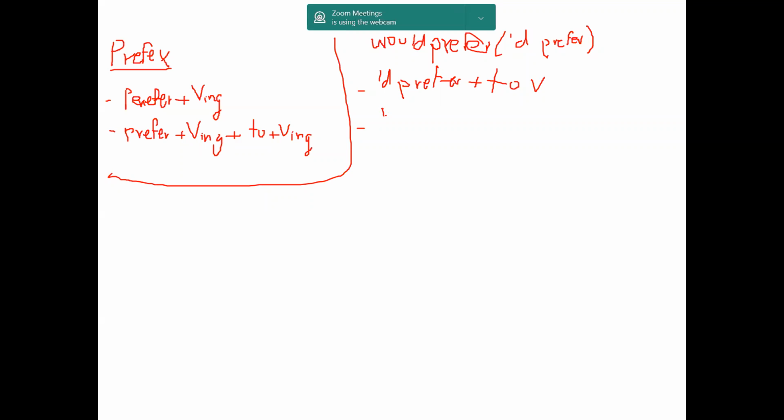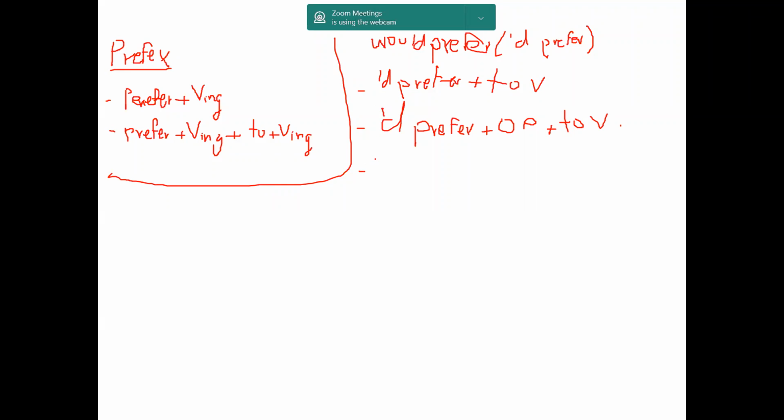we use would prefer again, right? And then we use it with what? Object, an object pronoun, right? And then plus to infinitive. To infinitive again. Okay, good. Okay, nice.